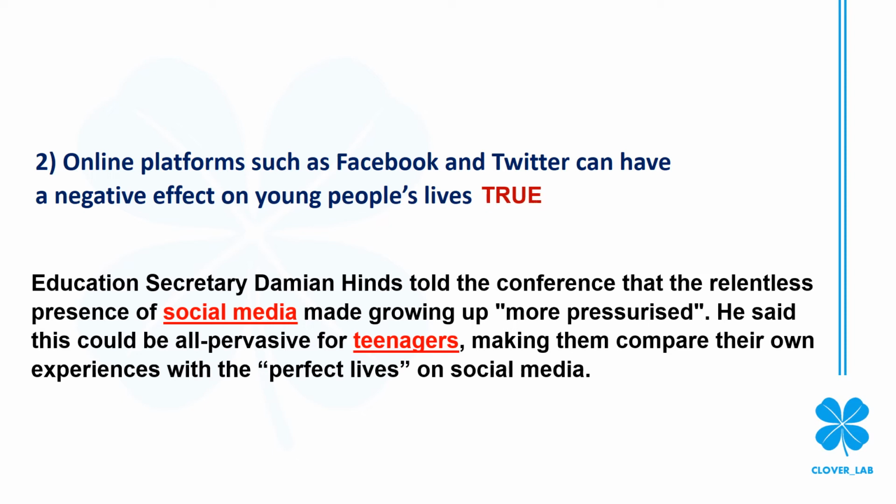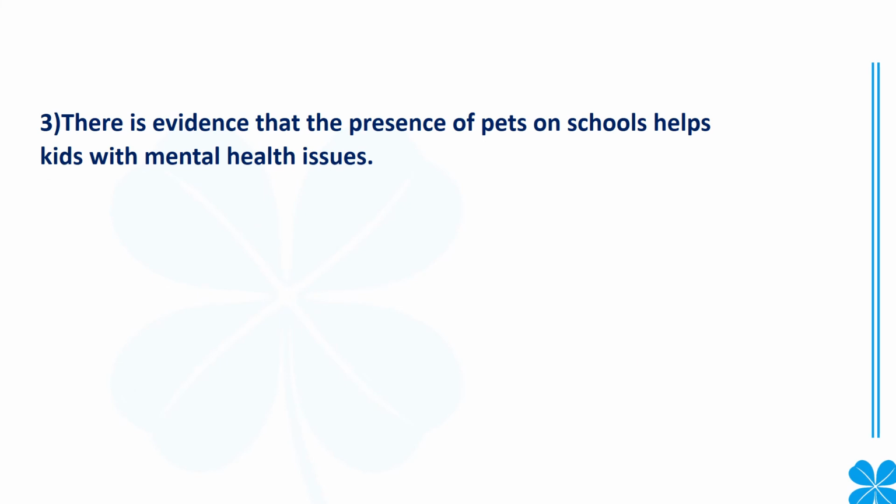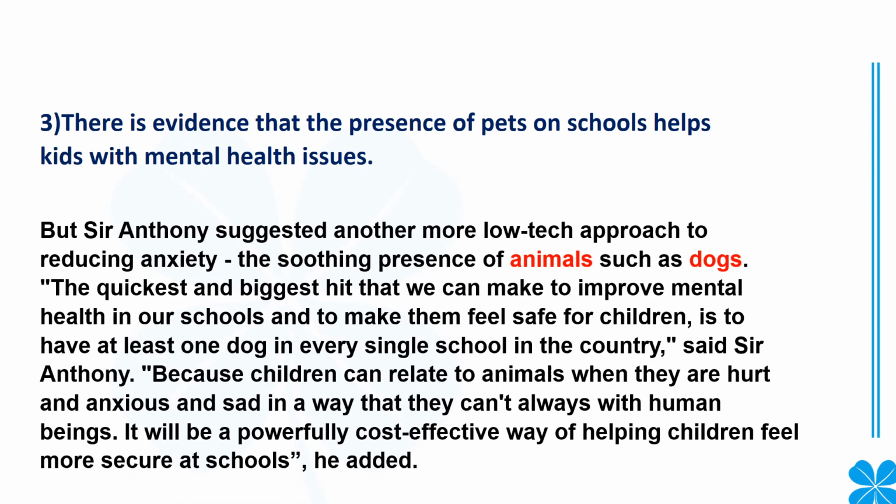Okay, moving on to statement number 3. We have the following: there is evidence that the presence of pets in schools helps kids with mental health issues. That's an interesting claim. Well, we can easily find the phrase mental health in the text, but there is no mention of pets in this part of the text, right? However, we can spot the words animals and dog, which might have been used to paraphrase pets. So, if we read in more detail, we can get the meaning of the text. Let's look at the text.